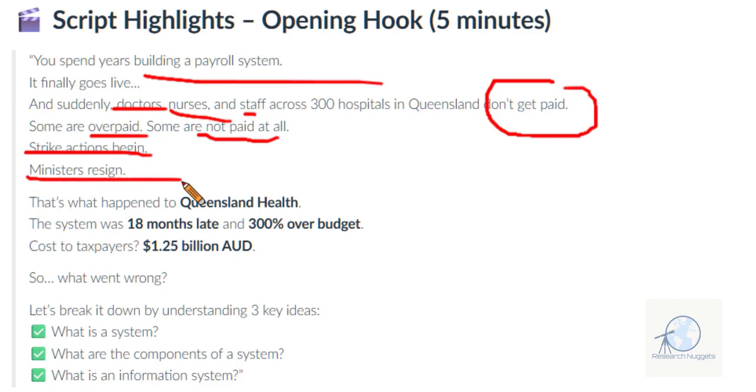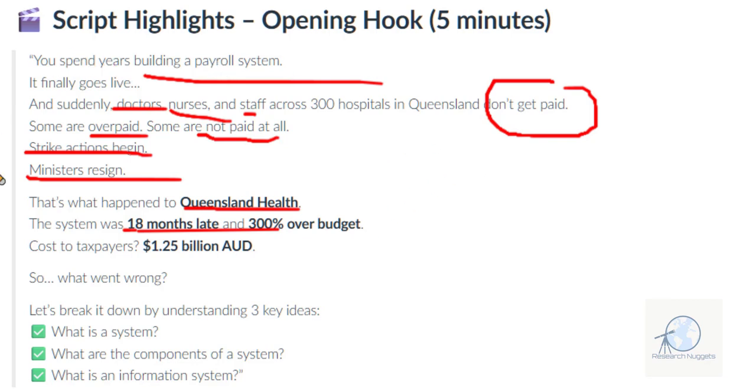Now, this is a real case that happened to the Queensland health system, and the system experienced quite a number of issues. One of it was the completion period, and the other one was the overshooting of a bill, and it ended up costing the taxpayers 1.25 billion. So the question really is, what went wrong?